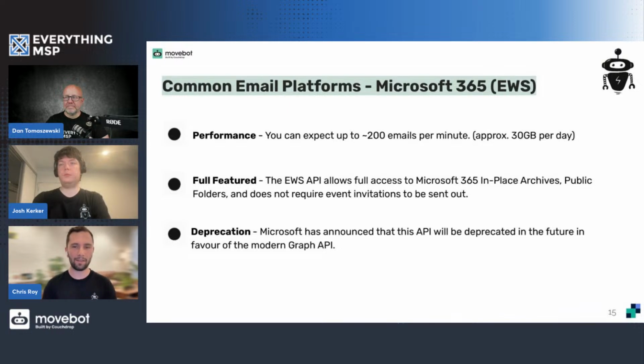Cool. So the EWS API would be the recommended method for transferring emails, contacts, and calendars at the moment. MoveBot obviously supports both the Graph API and EWS mechanisms, and this is our recommendation for the time being. And we are prepared for when the Graph API becomes fully available with all the functionality.